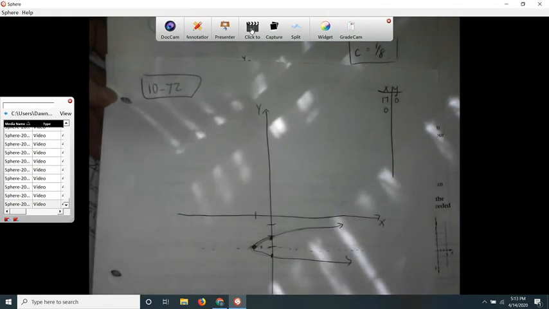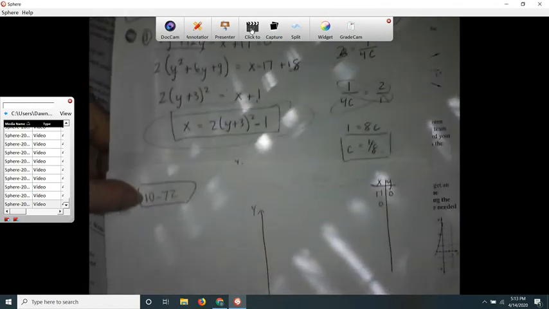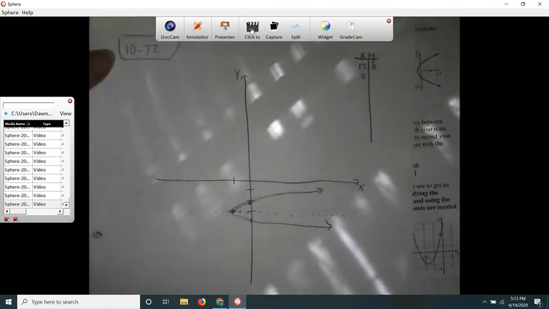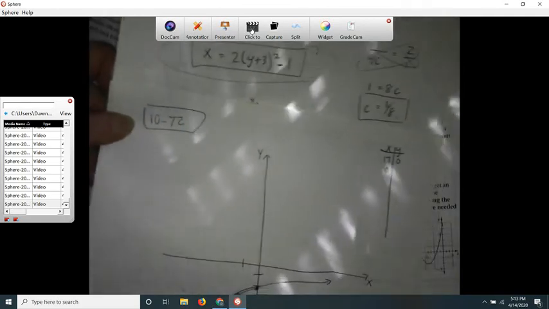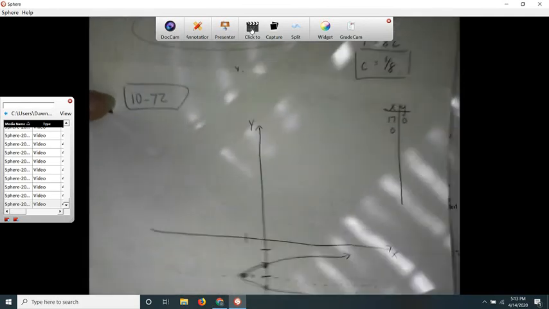I think later on we're going to learn about this thing called the latus rectum, and then you'll be able to do more than just plotting a couple of points. But I think that's good enough.